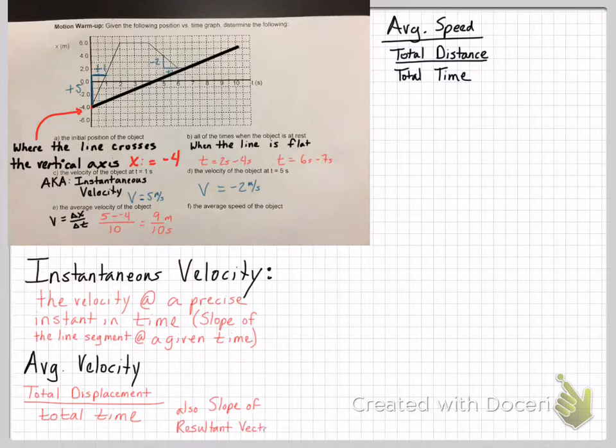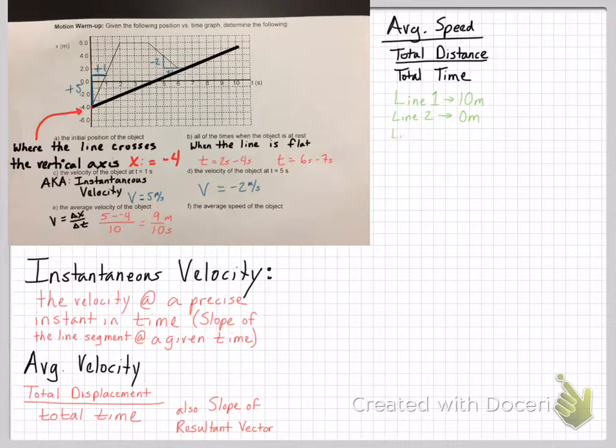Now, finding average speed is a little bit different. You have to find how far the person walked on each line. So line 1, I went from -4 to 6, and that total distance is 10 meters. Line 2, the line segment number 2, I didn't move, so I didn't move any meters at all, so 0 meters.